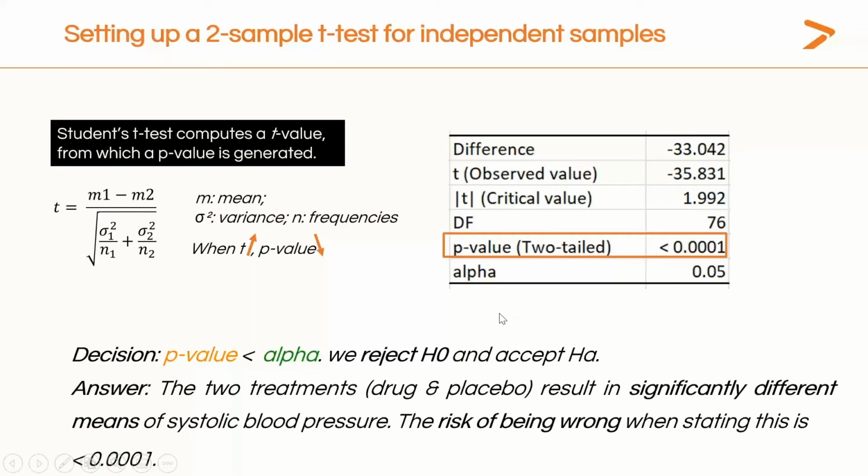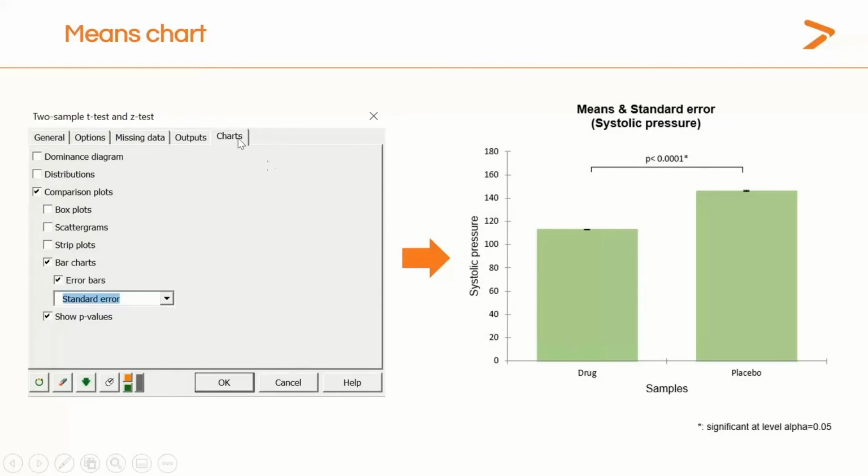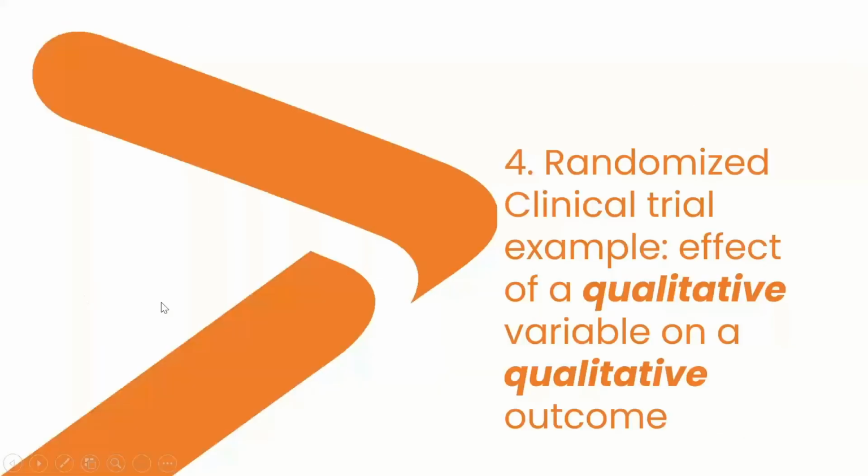So that was our first case investigated. You should know that the student's t-test dialog box allows for different charts you can draw. For instance, the means chart. You have the mean for drug and mean for placebo and error bars appearing at the top. And you can also place the p-value above. Let us move on to another case.